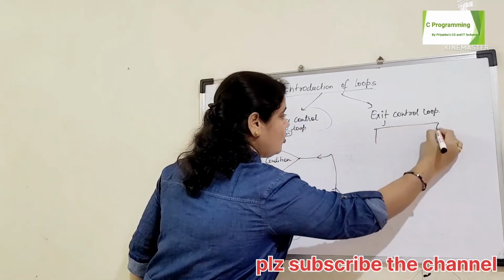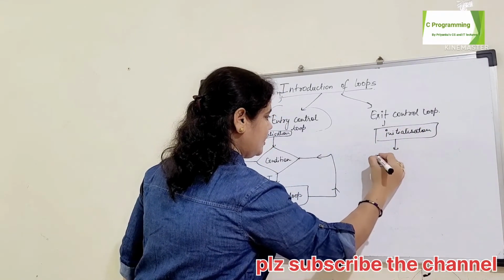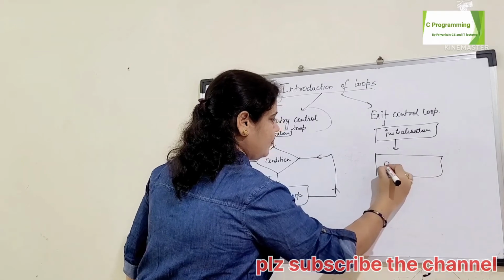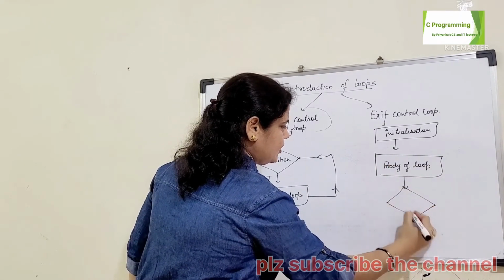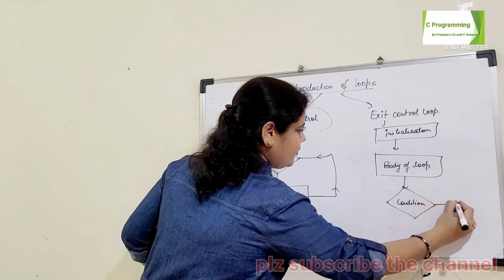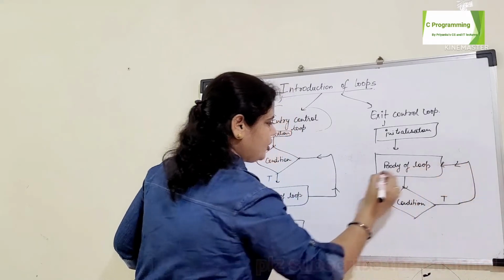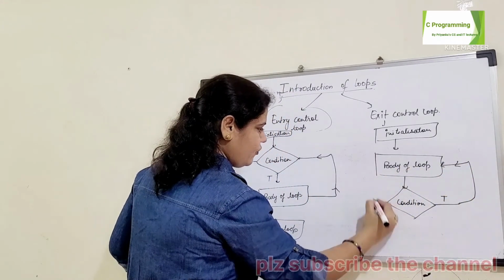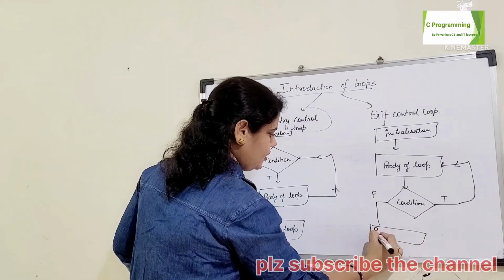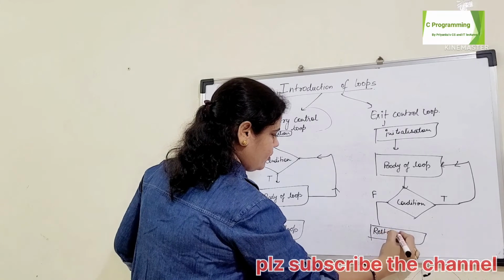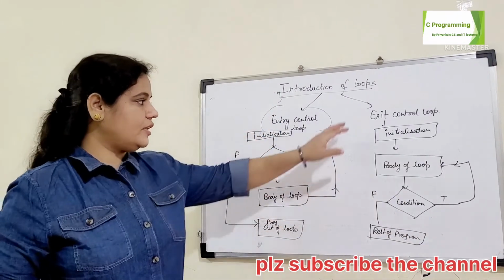In the exit control loop, first of all, you have initialization. After that, here is the body of the loop. After that, the condition. In the condition, if it is true, then it will go again inside the body part of the loop. And if it is false, then it will go with the rest of the program or out of the loop. This is the exit control loop.